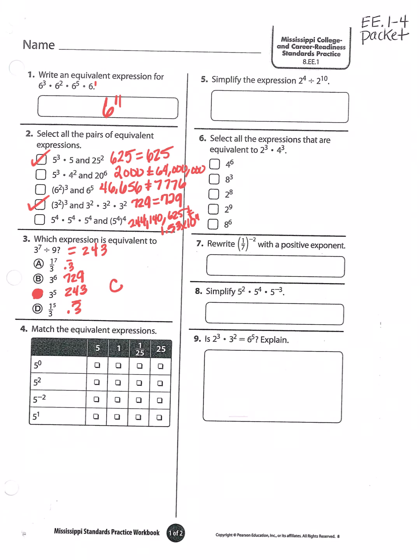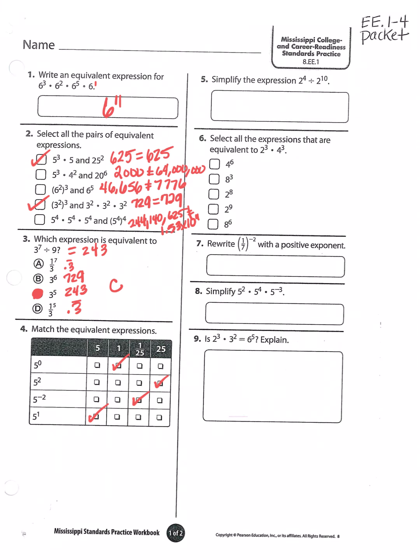Okay, and then number 4, match the equivalent expressions. And again, you just punch these in the calculator. 5 to the 0 is 1. Anything to the 0 is 1. 5 squared is 25. 5 to the negative 2 is 1 over 25. And 5 to the 1st is 5.